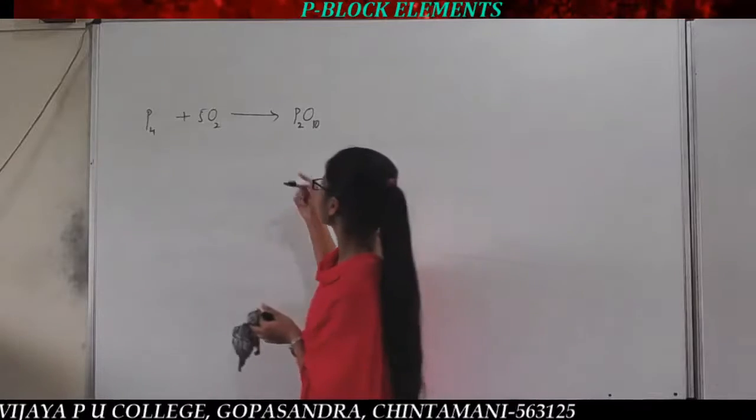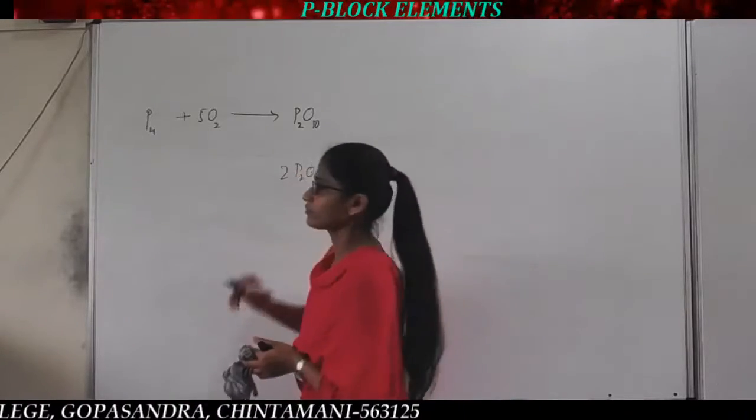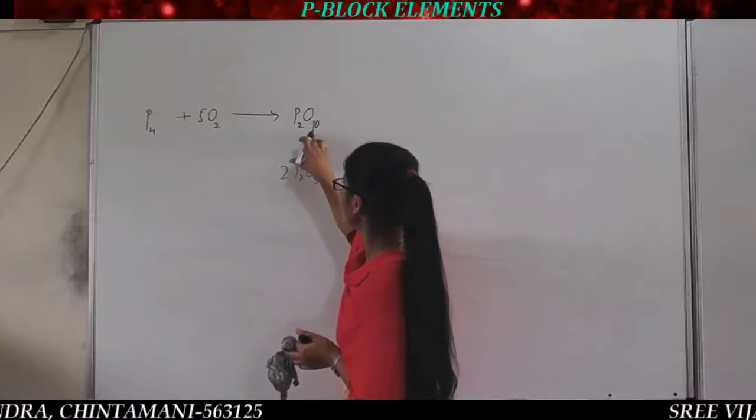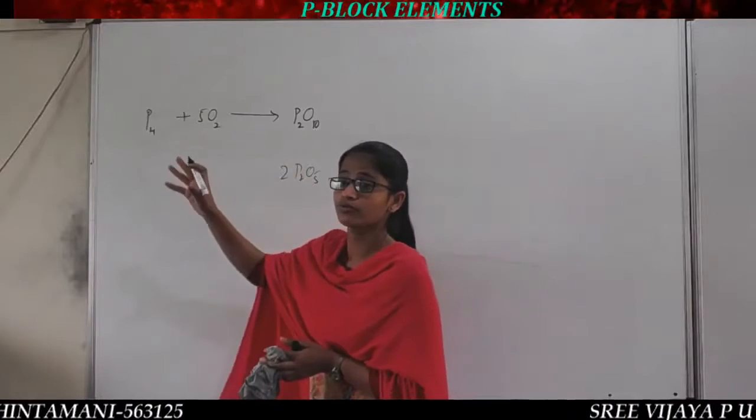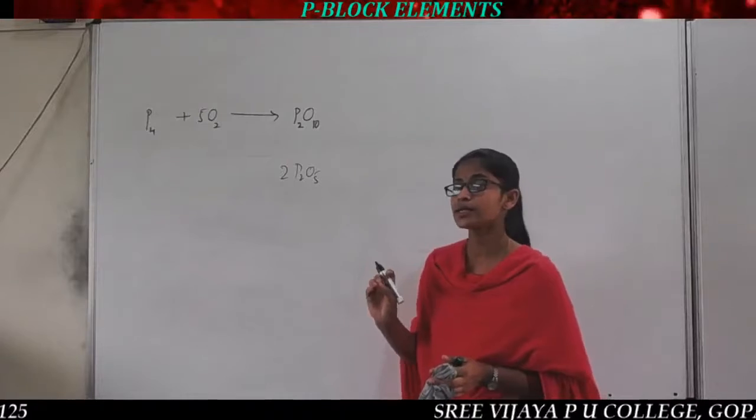So usually in this case we have to say 5 O2 is O10, P2O5, it makes 2 molecules of formation. Do you understand? So in this case you have to see the P4O10 formation, the formula P4O10. So this is what we call reactivity.